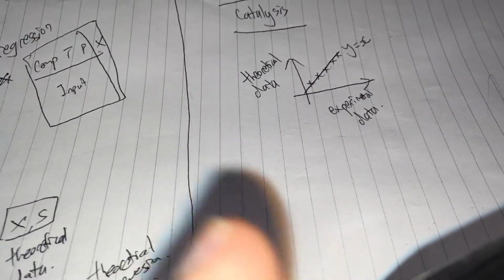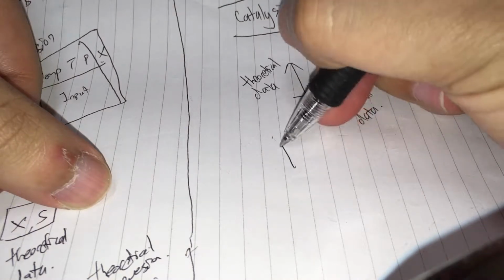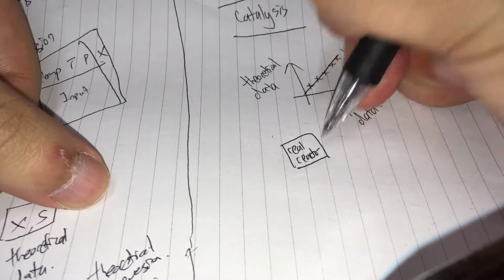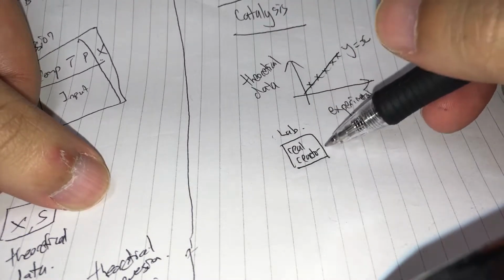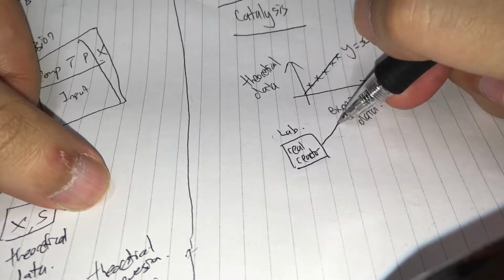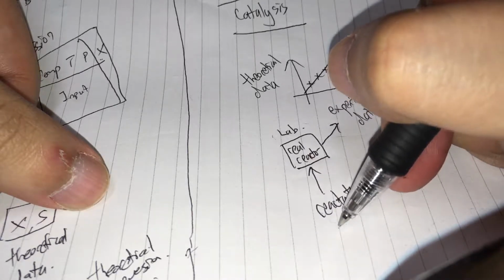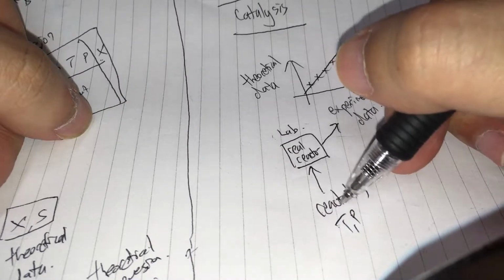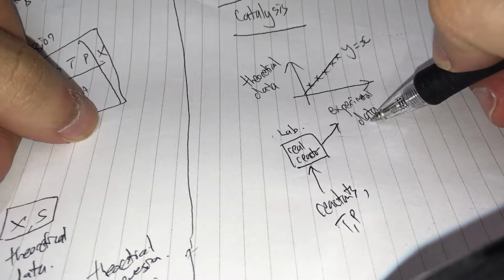So let's say you have a real size reactor in the lab. So this experimental data you get from the reactor in the lab. You put in your reactants, the appropriate reactor conditions, the residence time, everything. You put this into, let's say, the real reactor in the lab, you will get experimental data.